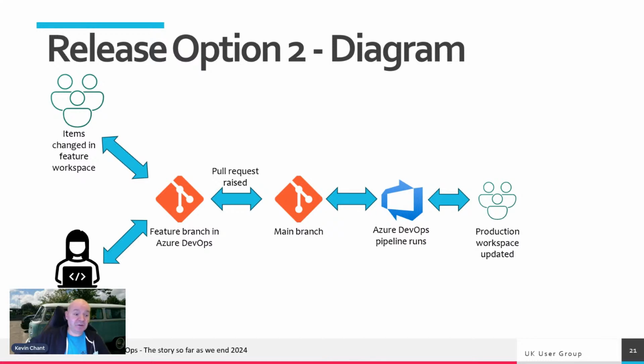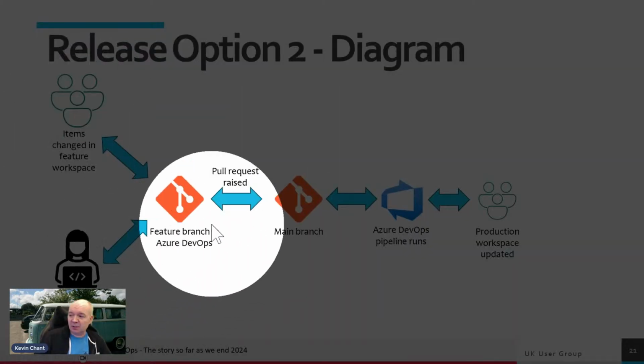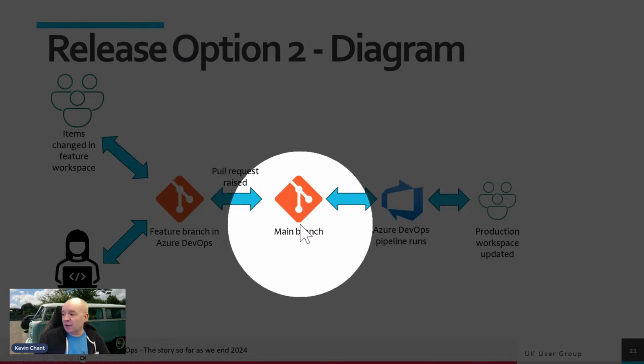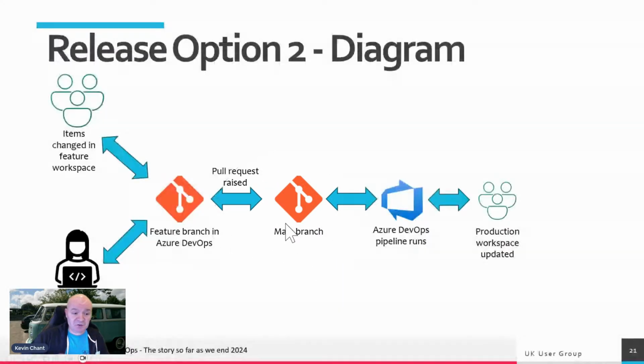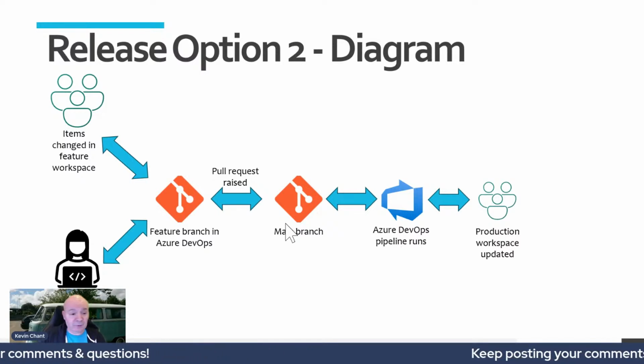So here's a diagram to help you visualize that scenario. As you can see here, again, using this development process we talked about earlier, doing your merge, but then once you've merged to your main branch, for example, the metadata stored in the main branch is your source of truth, which you then run the pipeline to deploy to your other stages. I have one workspace here, but obviously it can be multiple workspaces.